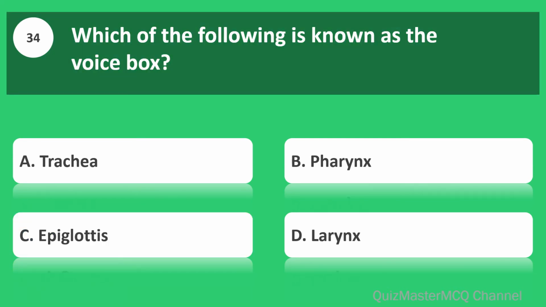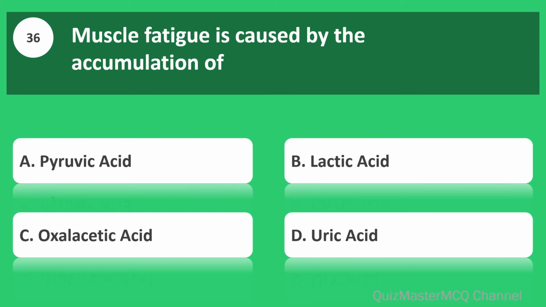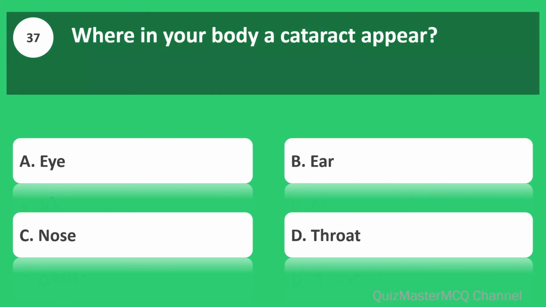Which of the following is known as the voice box? Larynx. The stomach contains a thick creamy fluid of partly digested food, acid and enzymes is generally called chyme. Muscle fatigue is caused by the accumulation of lactic acid. Where in your body a cataract appear? Eye.